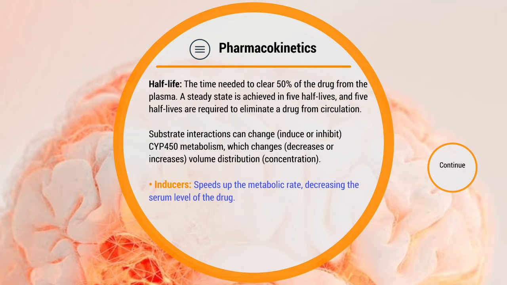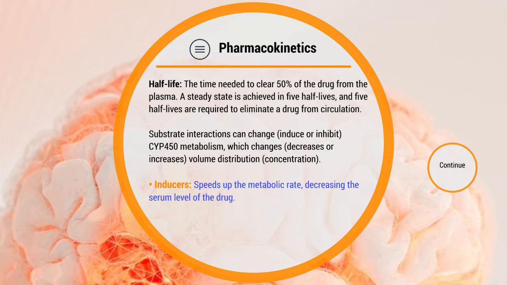Now, substrate interactions can change, and that is when we are talking about the inducers and inhibitors, right? That's a very important concept. So, substrate interaction can change, and that means the inducers or inhibitors of the CYP 450 metabolism, which decrease or increase the volume of distribution or the concentration. So, what is an inducer? An inducer speeds up the metabolism. And if it speeds up the metabolism, it decreases the serum level of the drug.